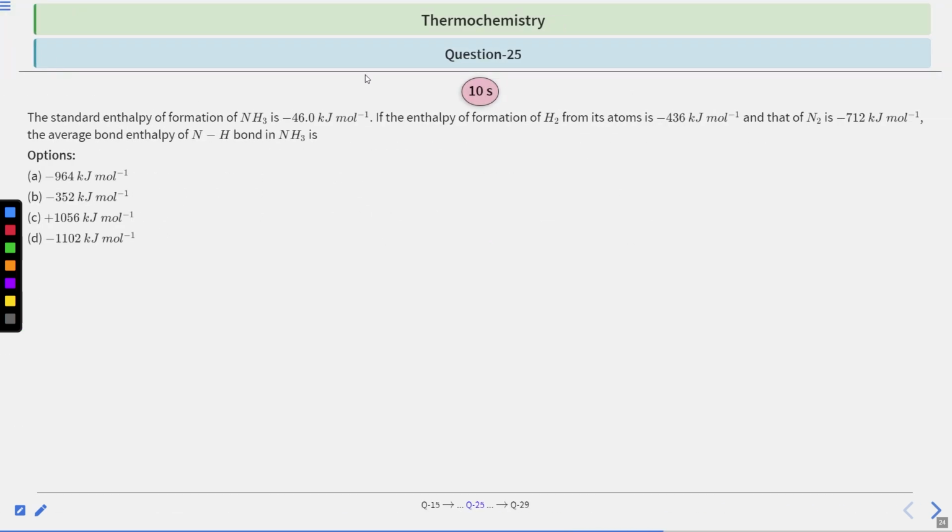Move on to question number 25. The standard enthalpy of formation of NH3 is minus 46 kilojoule per mole. If the enthalpy of formation of H2 from its atoms is minus 436 kilojoule per mole and that of N2 is minus 712 kilojoule per mole, the average bond enthalpy of NH bond in NH3 is. Options are minus 964 kilojoule per mole, minus 352 kilojoule per mole, plus 1056 kilojoule per mole, or minus 1102 kilojoule per mole. So you have 10 seconds to solve this question. After that, we will see the answer.